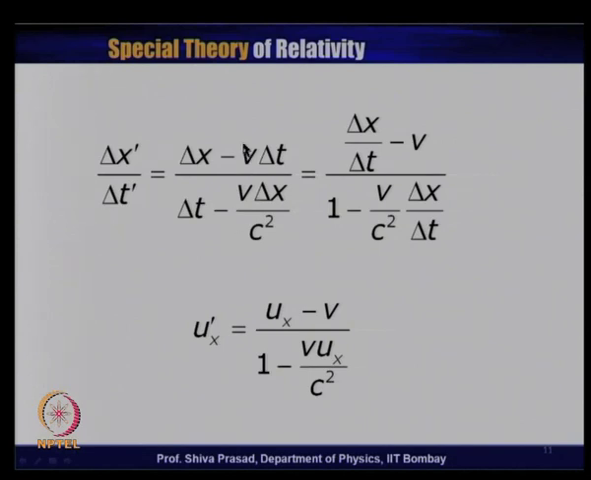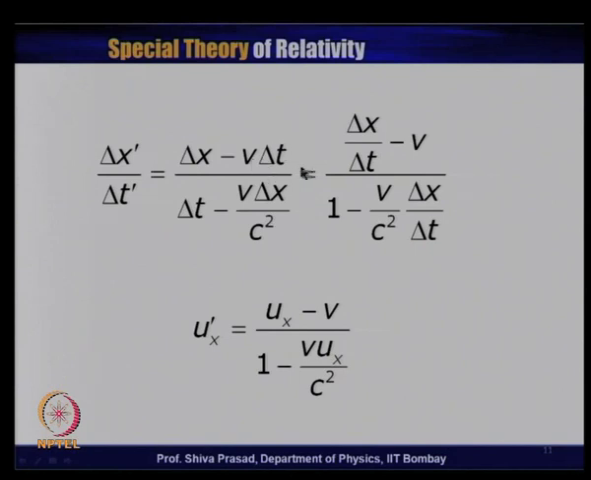What I will do now is divide the numerator and denominator of this equation by delta t. If I divide these by delta t, the first term in the numerator is delta x, so dividing by delta t, this becomes delta x divided by delta t.